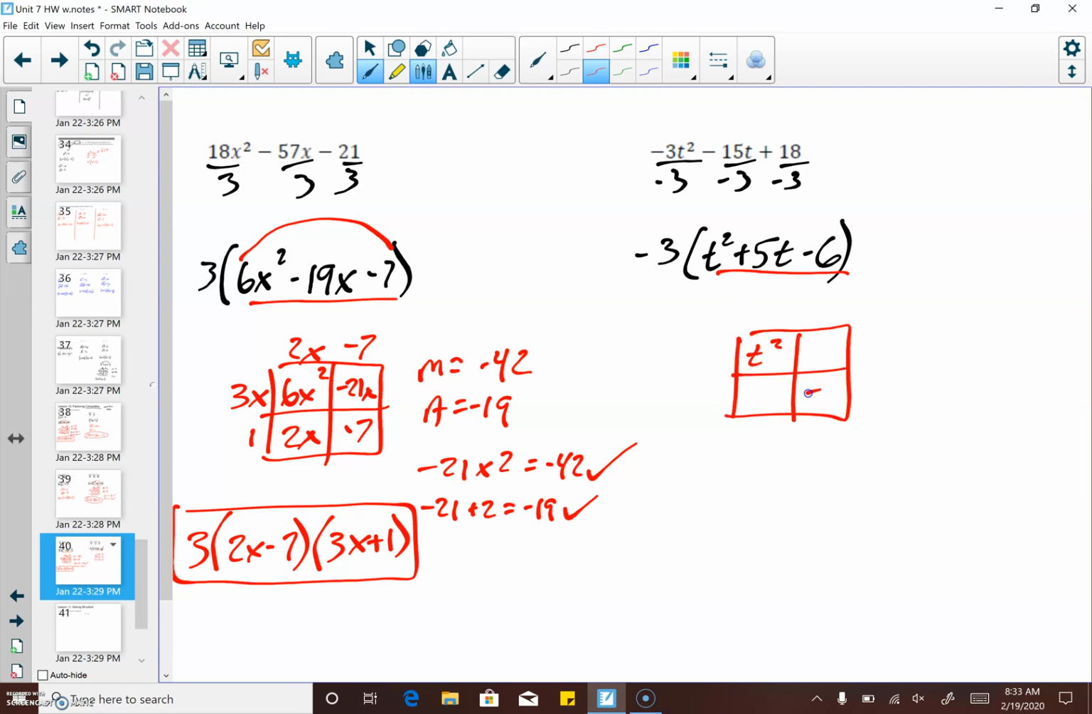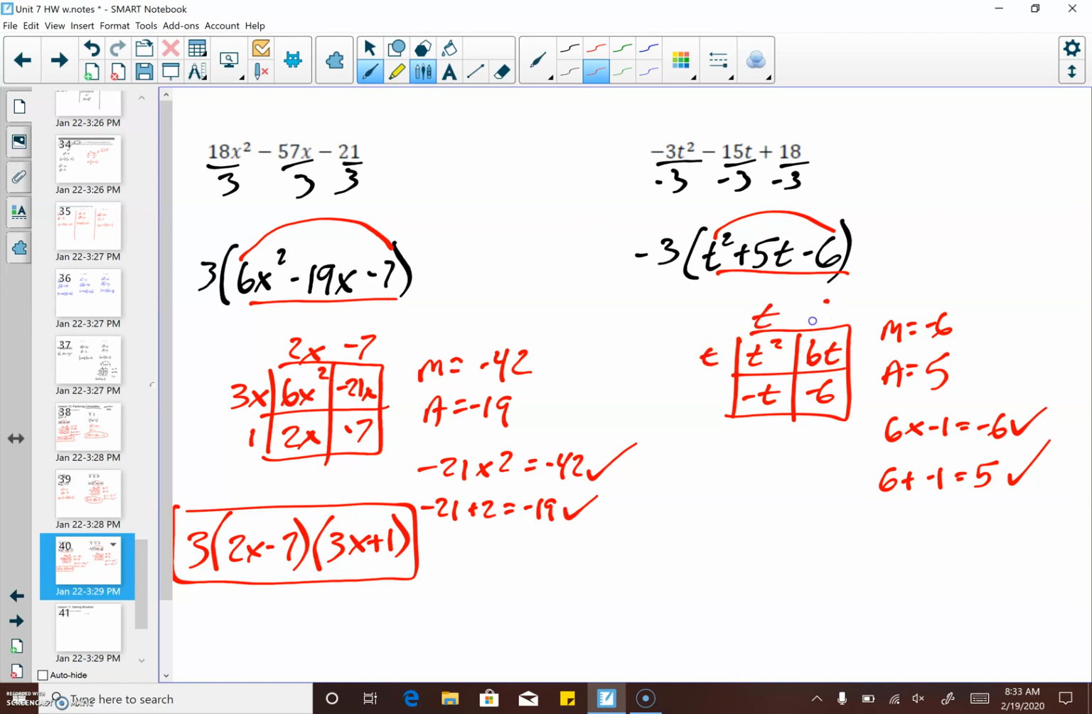As we do this, we create our boxes. So first times last, so multiplies to negative 6, adds to 5. That would be positive 6 and negative 1. So 6 times negative 1 is negative 6. 6 plus negative 1 is 5. So we are 6t and negative 1t, or just negative t. GCF top row, you get t. t times t is t squared. t times 6 is 6t. t times negative 1 is negative t, and negative 1 times 6 is negative 6. So our final answer, we have our negative 3 as our GCF out in front. We are t plus 6 and t minus 1.